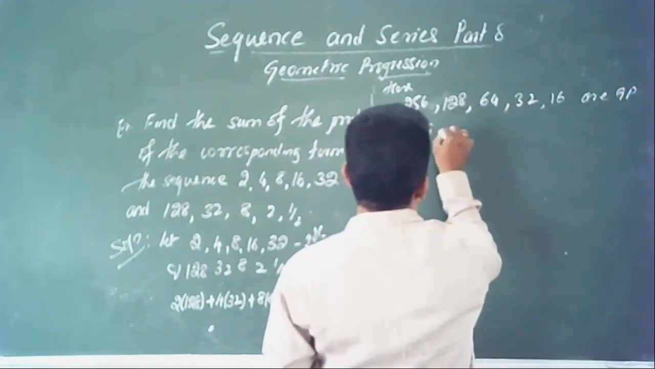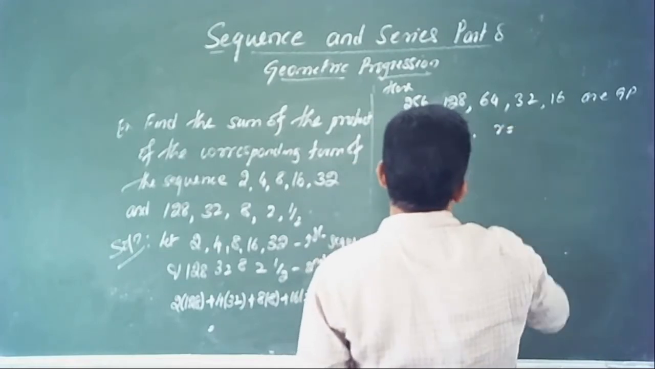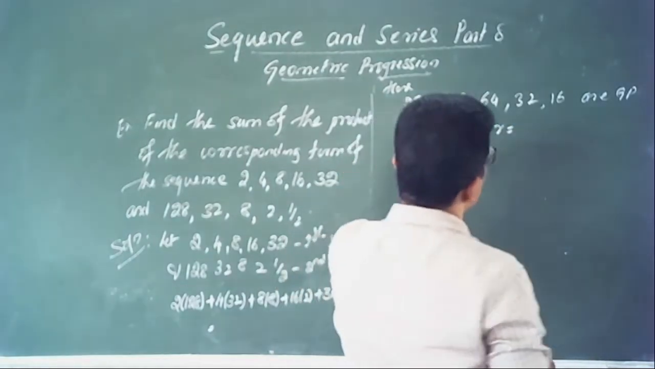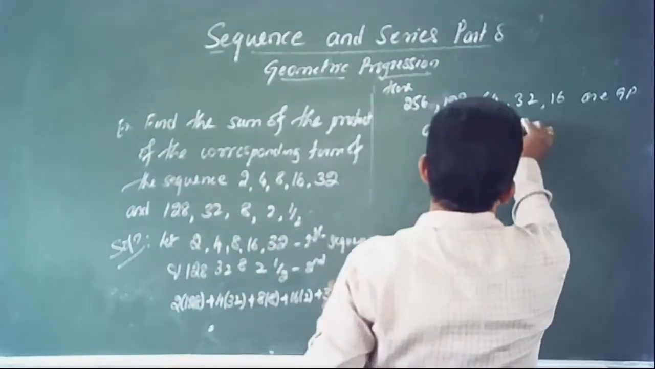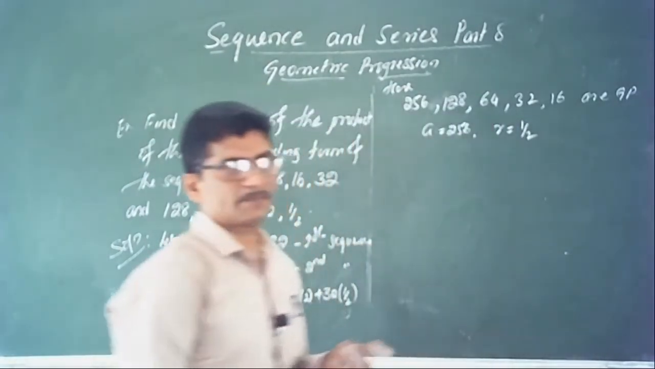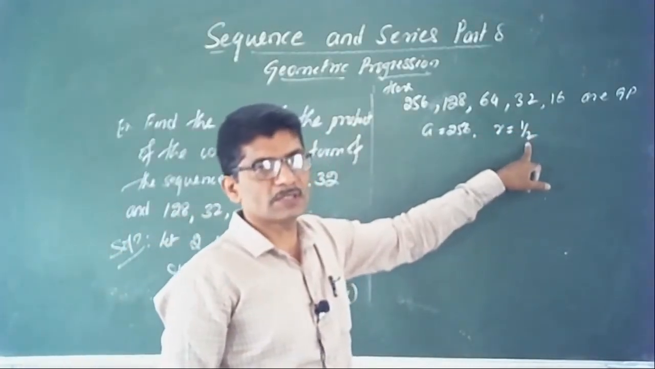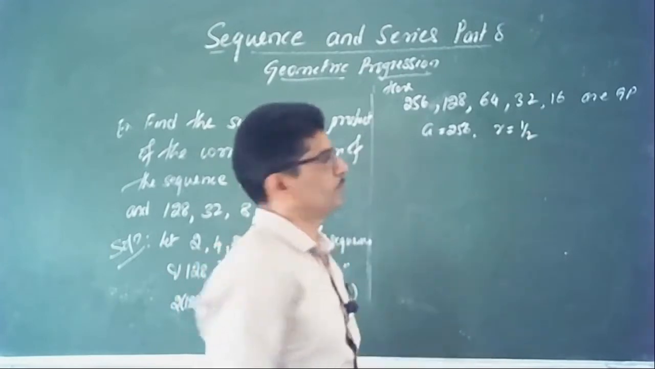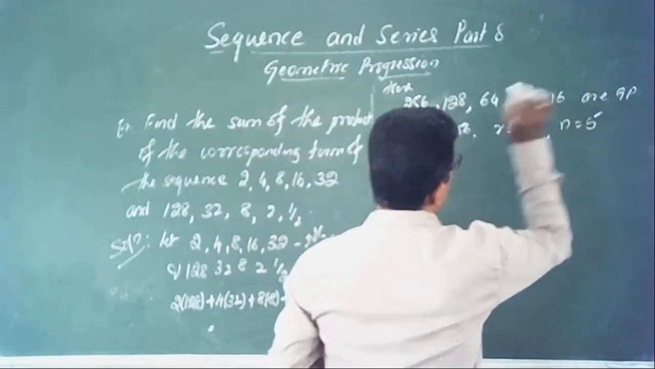A is equal to 256 or 16. R is equal to any term divided by its previous term. Any term divided by its previous term gives half. If you write it in reverse, this value is 16 as A and 2 is the common ratio. We are finding n. What is the n? N is equal to 5.